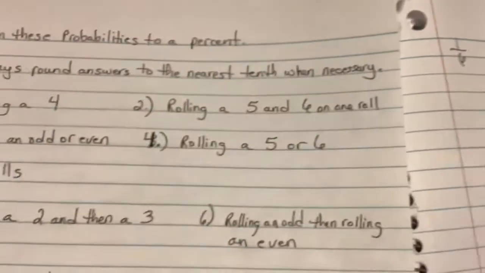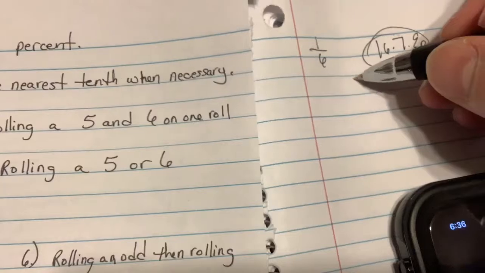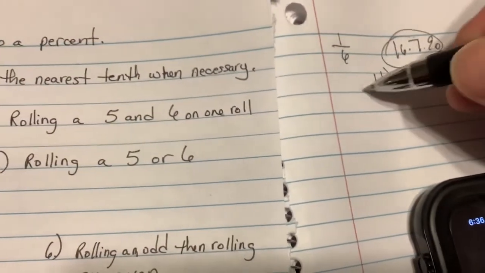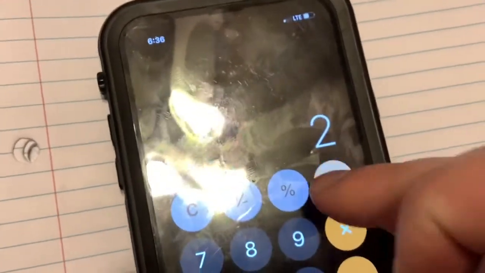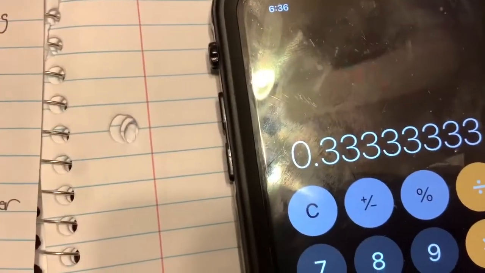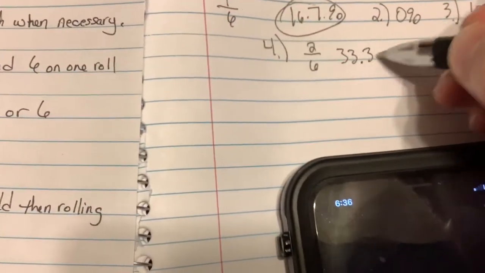Okay. Rolling a 5 or a 6. Okay. And that word or means that it is possible you can arrive at a 5 or a 6. That's 2 favorable over 6 possible. So we're going to do 2 divided by 6. And it's a 33%, 33.3 rounded to the nearest tenth. So 33.3% chance of rolling a 5 or 6.